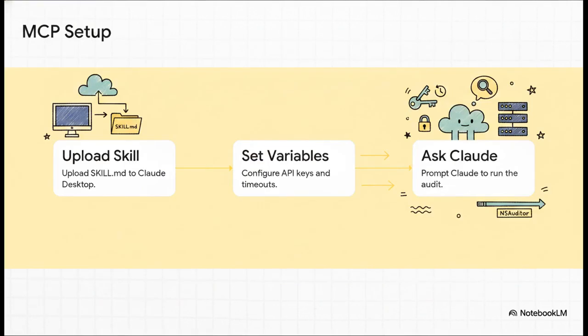And getting these conversational audits set up takes maybe 3 quick steps. You just pop into Claude Desktop, upload the SKILL.MD file that comes included in your enterprise package, configure a couple of environment variables like your API keys, and boom, you're ready to rock. This empowers Claude to directly and securely interface with the Nsauditor toolset running right there on your local machine.